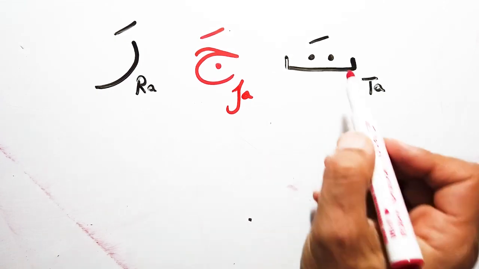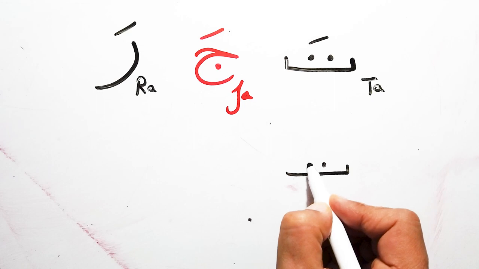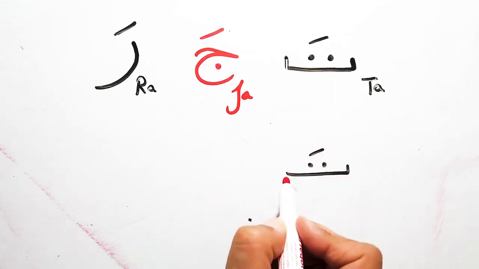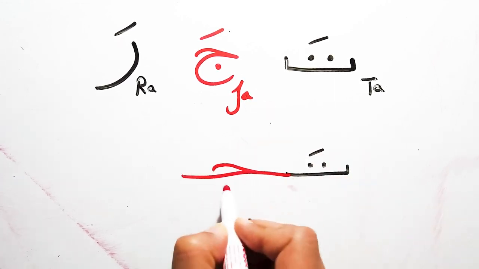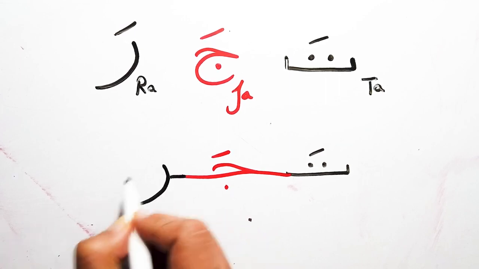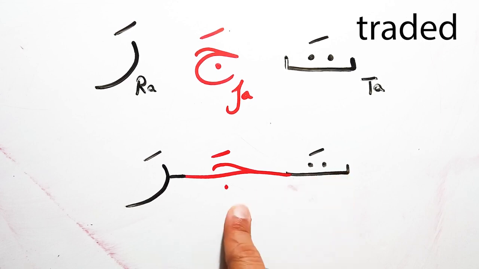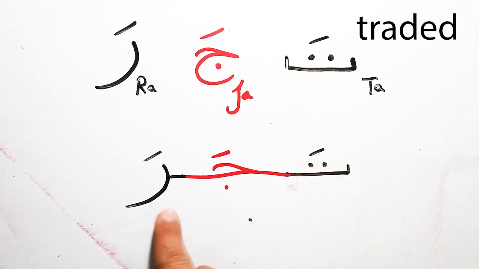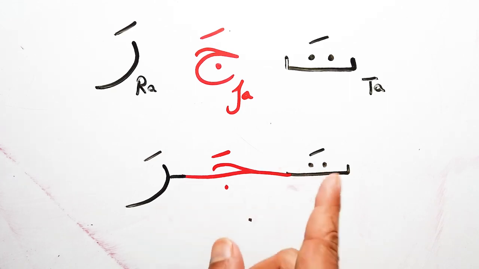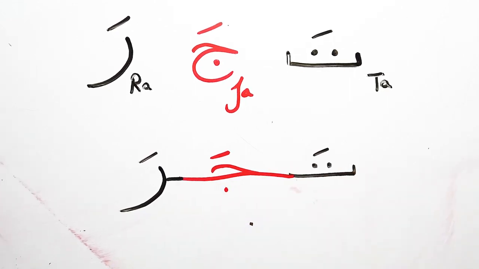Let's connect them together. T in the beginning of the word. J in the middle of the word. And finally we have ra. Let's read together. T. تج. تجارة. تجارة.